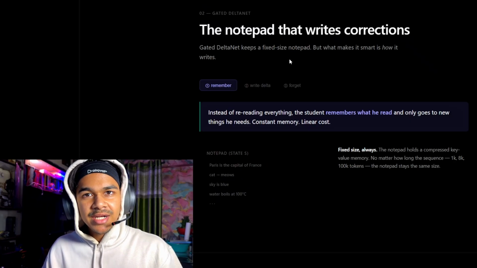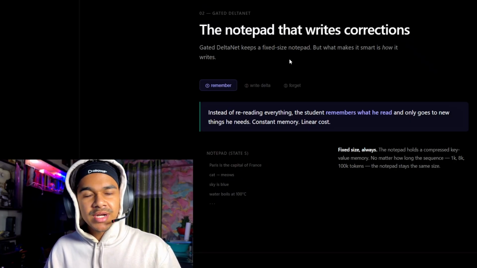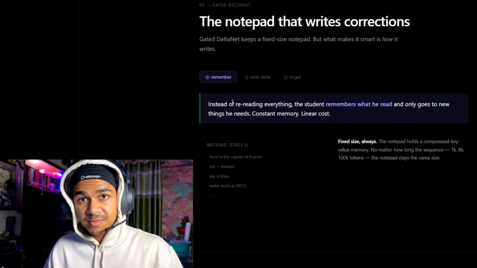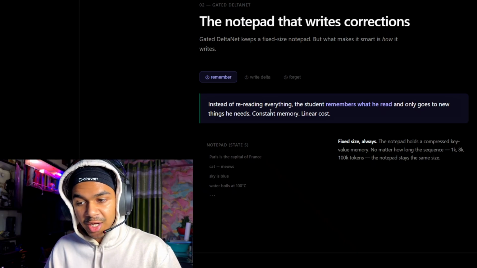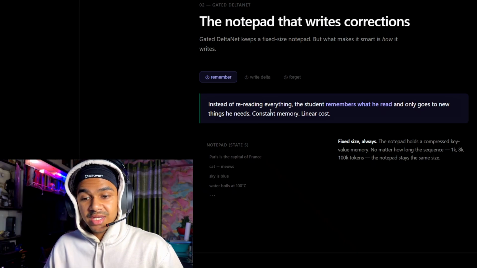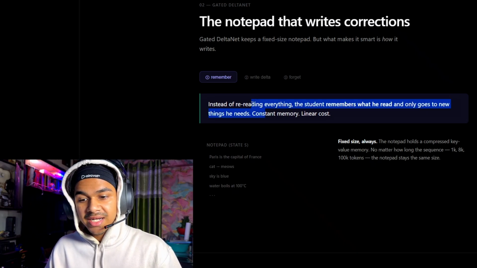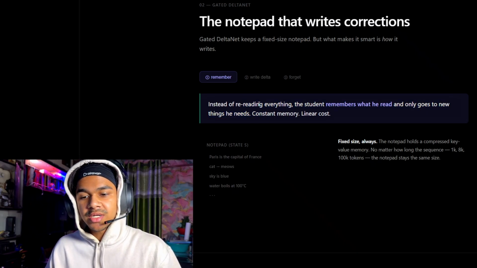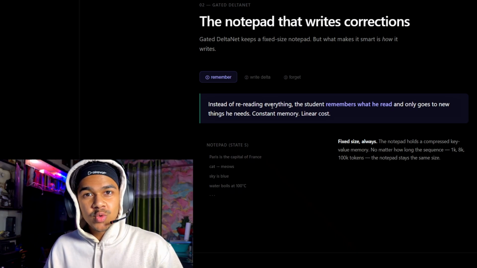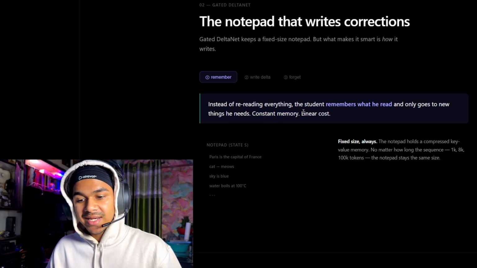But gated DeltaNet takes a different approach. It has something like a notepad, a fixed-size memory, and here's what makes it smart. Instead of rereading everything, the student remembers what he read and only goes to the new things he needs. He is like a smart student, and standard attention is a scholar but a dumb student. Scholar and dumb at the same time, because he's wasting his energy on the wrong things. Gated DeltaNet is like a very smart student who knows what needs to be done and where to utilize his energy. Constant memory and linear cost.